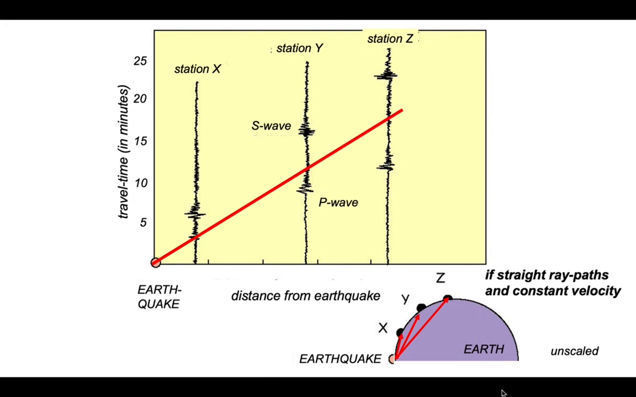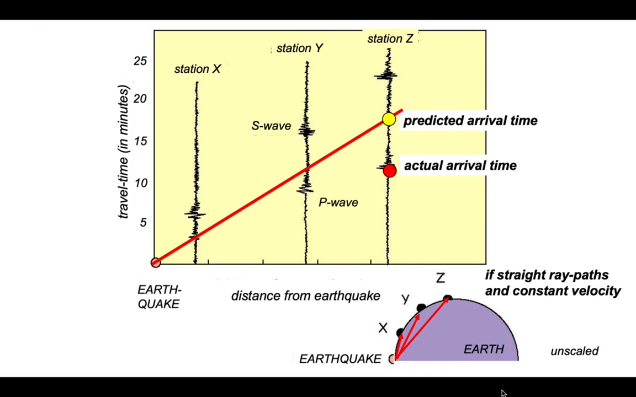And if we look at this line, it's forecasting when the P wave should arrive in the other stations. So let's look at station Z. This is the predicted arrival time of our P wave, and a quick look at the seismogram tells us it's not working. The actual arrival time for the P wave at station Z is significantly earlier than that predicted by our simple idea at the bottom there.